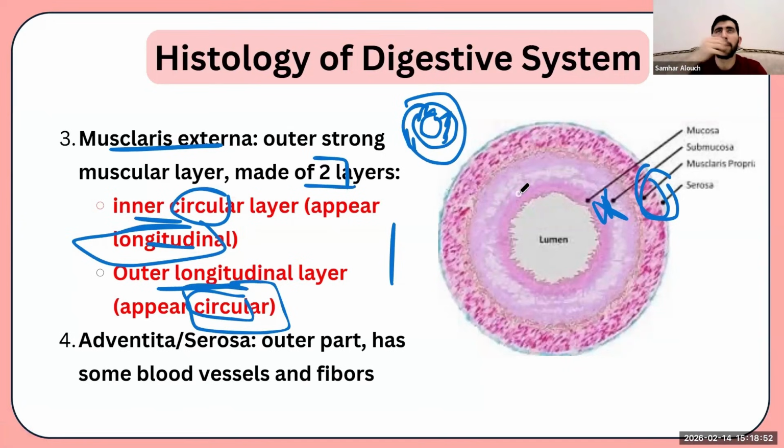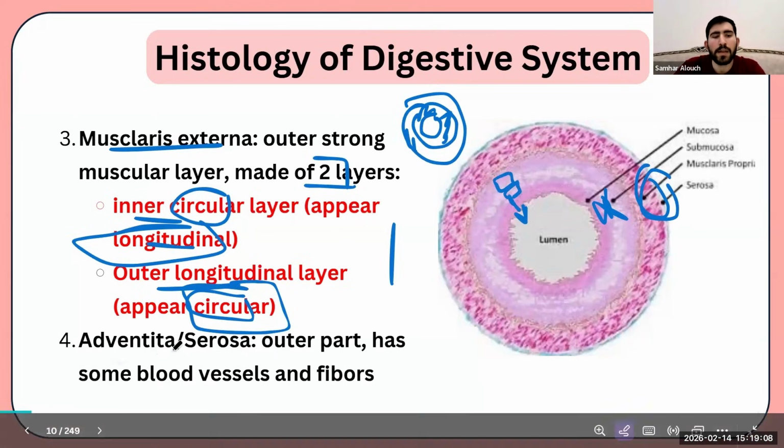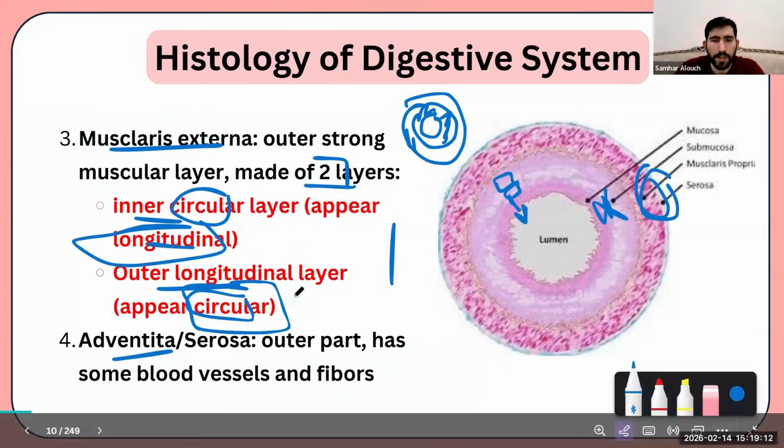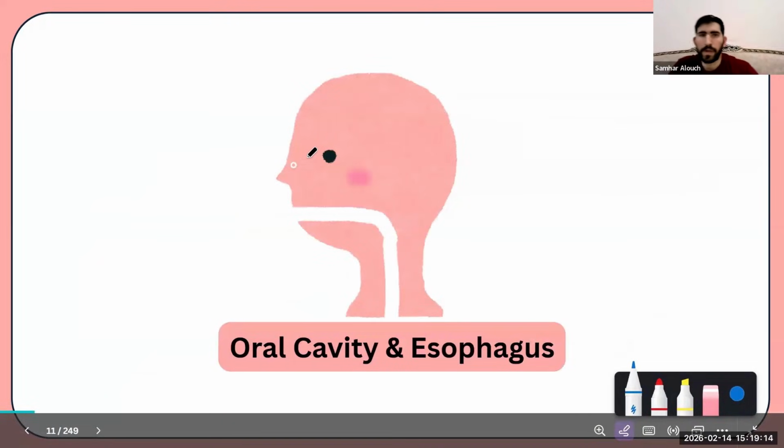If you couldn't identify this in histology, just if they ask which layer is this, inner circular or outer longitudinal, if it's inner, close to the lumen, that's inner circular all the time. If it's outer, then it's outer longitudinal. Okay? And the last part is adventitia or serosa, which has some blood vessels and fibers.